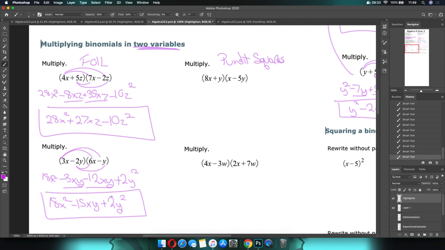If you don't like the FOIL, we can do the Punnett Squares. So we have 8x plus y, x minus 5y. X times x is 8x squared. X times y is just xy. 8 times 5 is 40xy. And then y times y is 5y squared. Like terms. So we have 8x squared minus 39xy minus 5y squared. There you go.